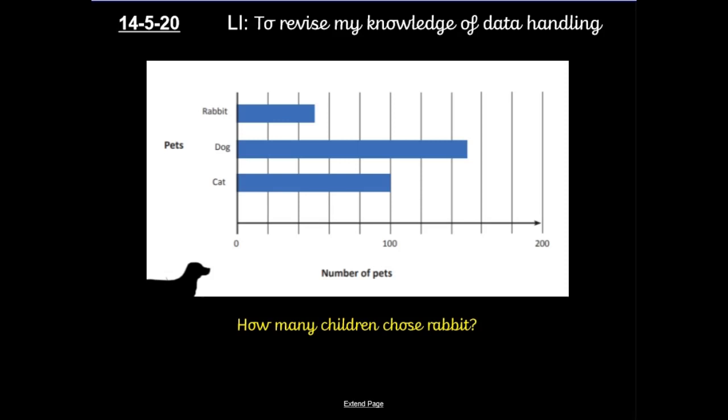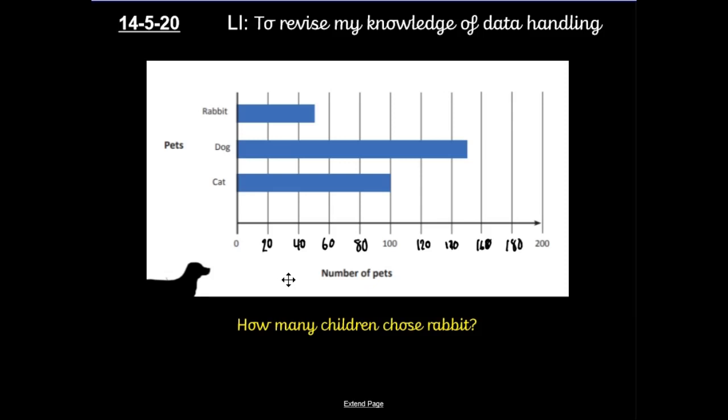Have a little think. How many children chose rabbit there? It's not going to be 2.5. Well, I'm going to have to look at intervals first. How much does each line represent? So I've got 1, 2, 3, 4, I've got 5 jumps between each one here. So I'm obviously going to be something in 5s. Well, if this is 100, it's in jumps of 5. 100 divided by 5 is 20. So that must mean that this is 20, 40, 60, 80, 100, 120, 140, 160, and 180.